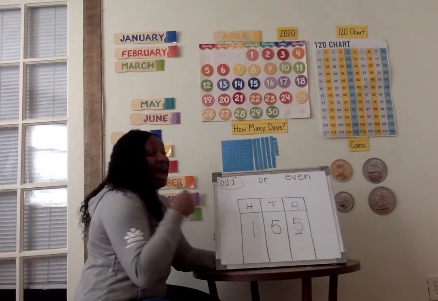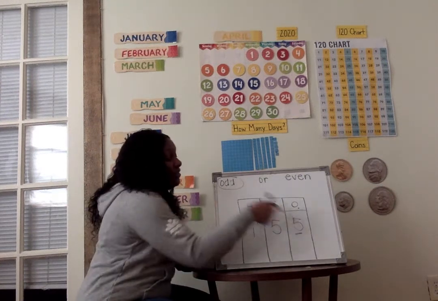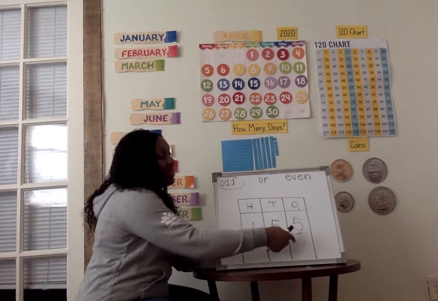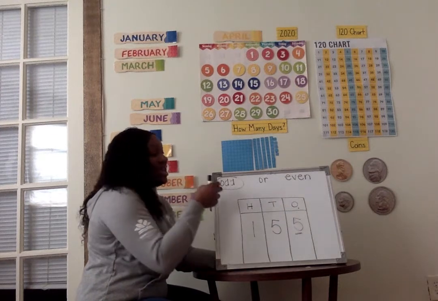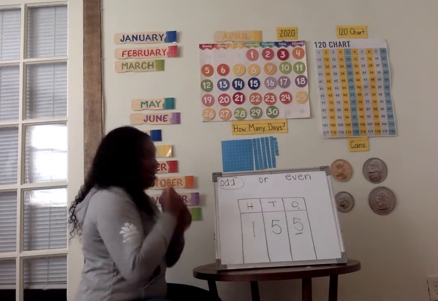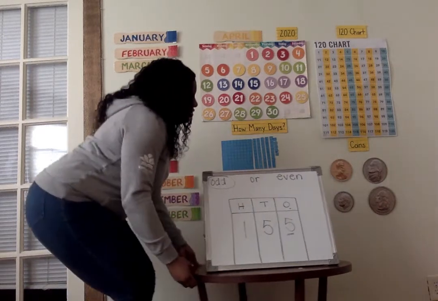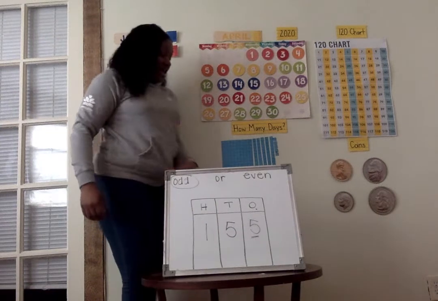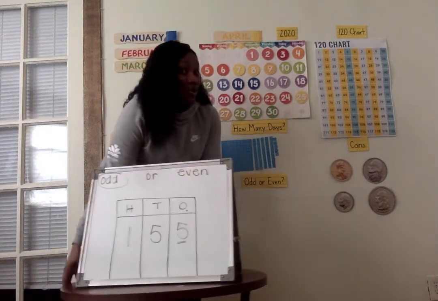One more time. A lot of friends knew the number 155 was odd because there's a 5 in the ones place, and they knew that 5 was odd. If you got it right, say, yep, I got it. Sounds great.